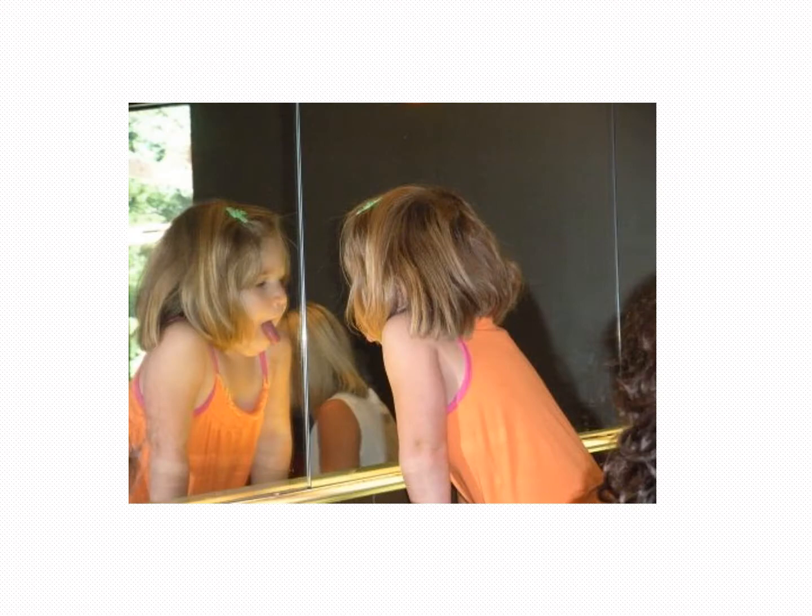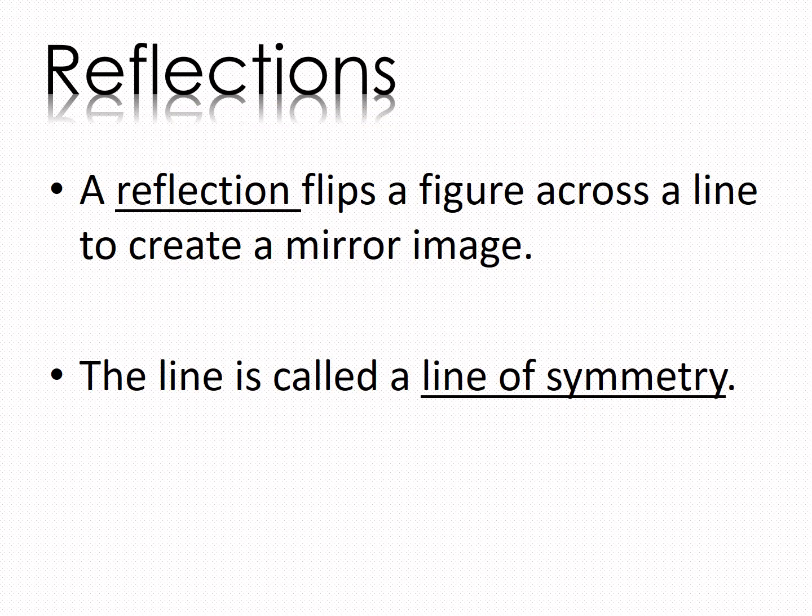So here we go. This is an example of a reflection, right? The little girl is looking at herself in the mirror. That mirror creates the line of symmetry, and so then we've got the copy on the other side. But unlike a translation where we just slide it, it's flipped. So if she closes her right eye, the reflection will close the left eye. So reflection flips the figure across the line to create a mirror image.